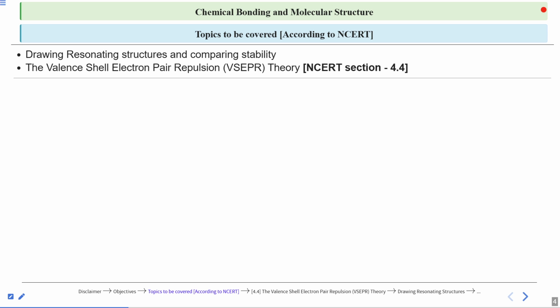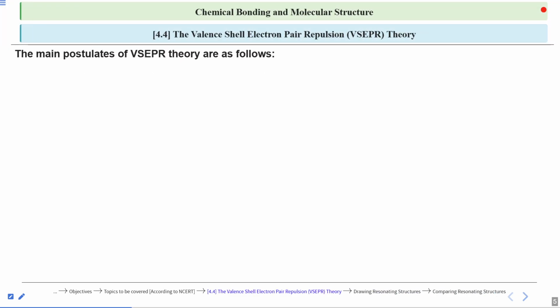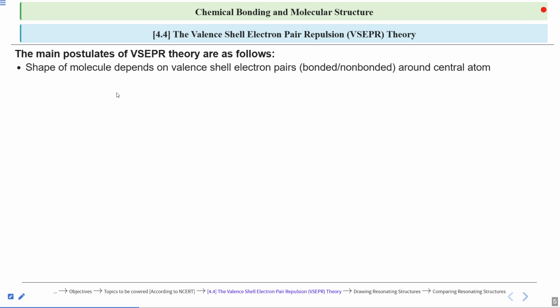Now we are not covering it wholly. We are not looking at the structures right now. As I have told you, we will only see the postulates. So the main postulates of the VSEPR theory can be written as what is being assumed in the case of VSEPR theory.